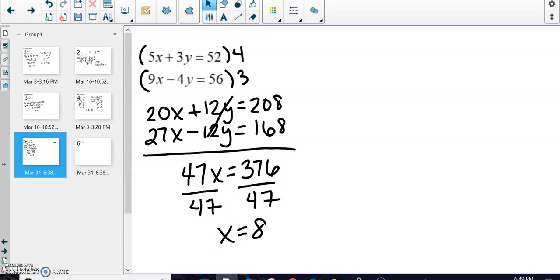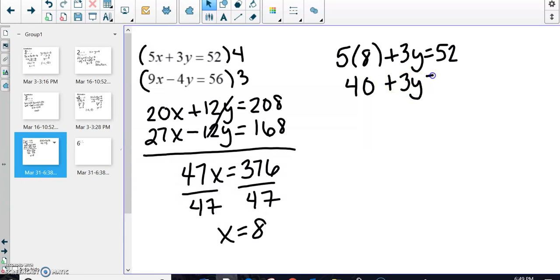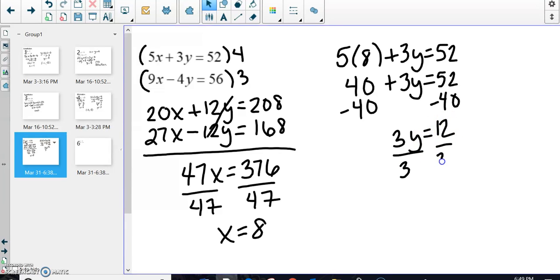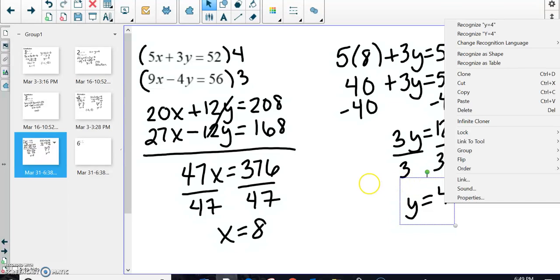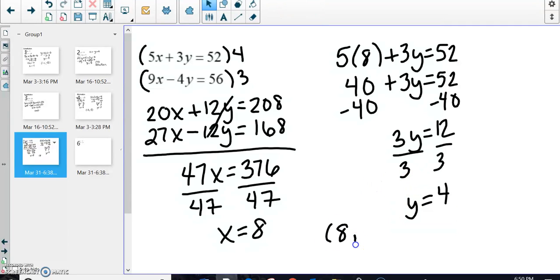So now I can pick either one, it doesn't matter. I'm going to go with the top one. The numbers are a little bit smaller, so I will go with that. I'm going to substitute the x in. So 5 times 8 plus 3y is equal to 52, and I went with the original equation. So 40 plus 3y equals 52. So subtract the 40, and you get 3y is equal to 12. Divide both sides by 3, and y is equal to 4. So the solution to my system is 8, 4.